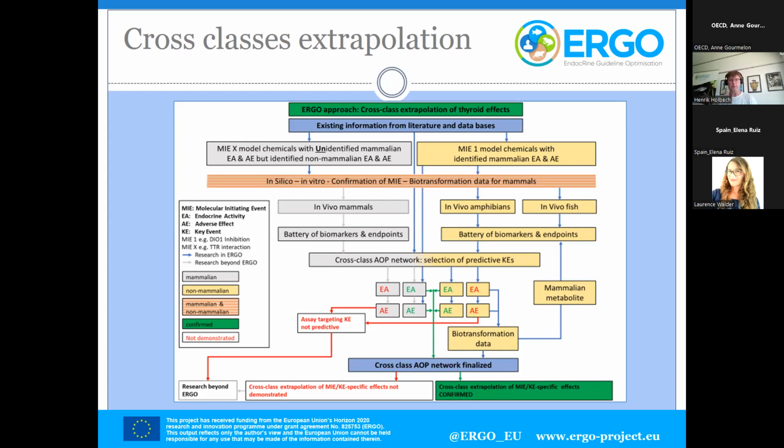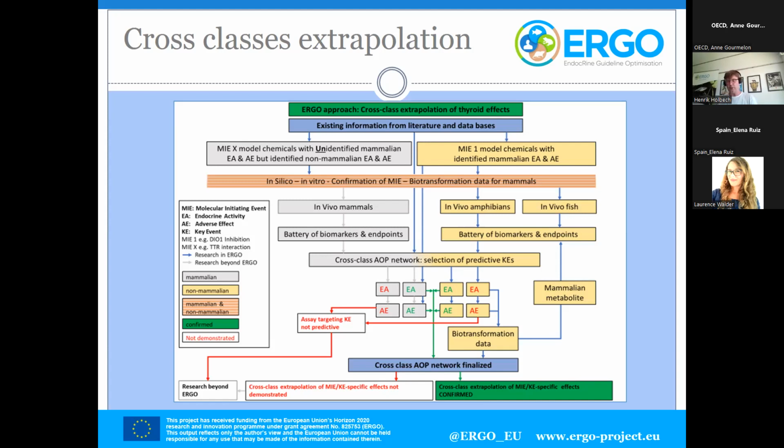in fish and amphibians. And then try to develop a battery of biomarkers and endpoints and test them for endocrine activity and adverse effect to confirm that you see the same in vivo effects in the amphibian and/or at least adverse effects in amphibians and fish. And then do some biotransformation data when you don't see the same activity and adversity, and take all these existing data and all the new data we are producing to support the AOP development and AOP network development especially.